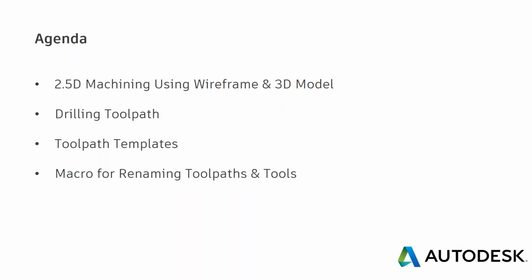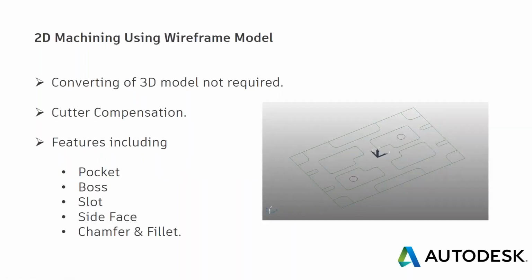So we move into our first example, which is 2D machining using a wireframe model. The reason we are using this wireframe model is that it is not necessary to convert the 3D model directly. We can use the wireframe model and start creating the toolpath. Also, we can opt for the cutter compensation option within this toolpath. The features include pocket, boss, slot, side face, and lastly chamfer and fillet. We straight away move into the first example.